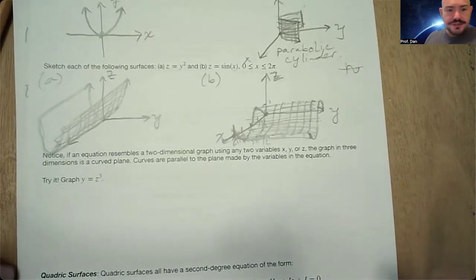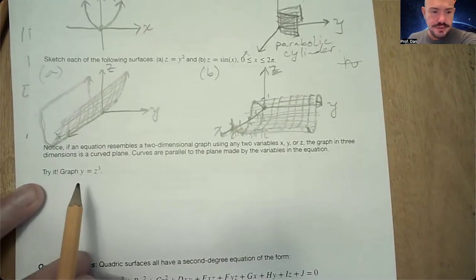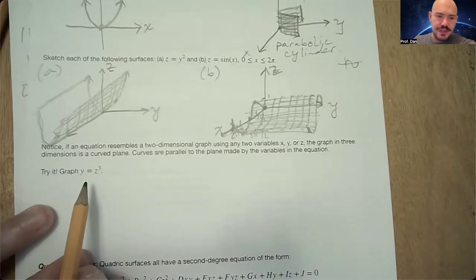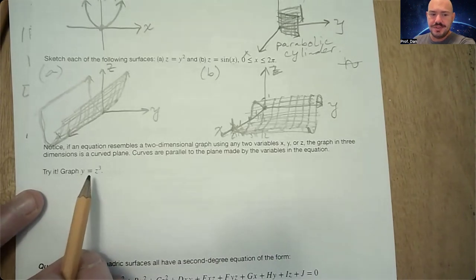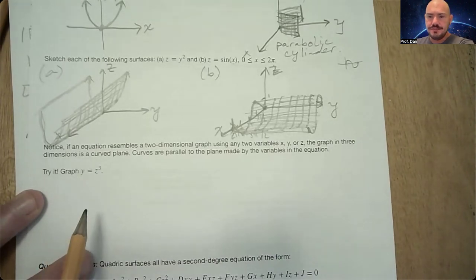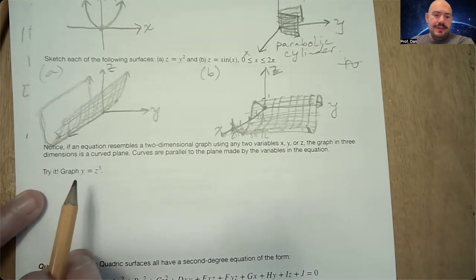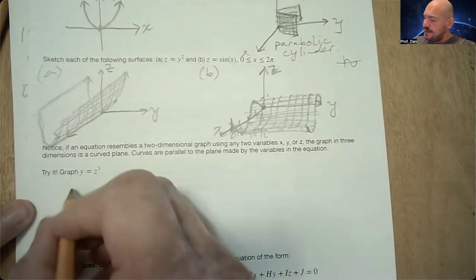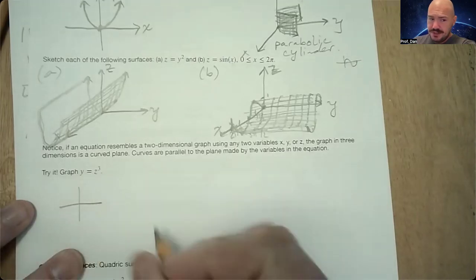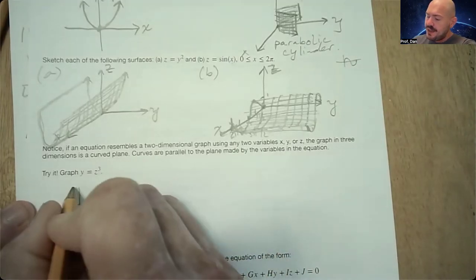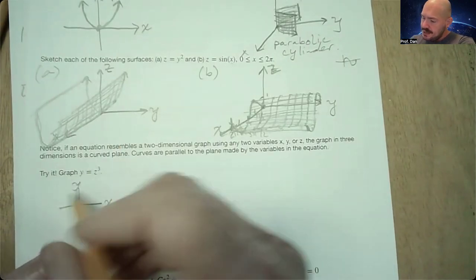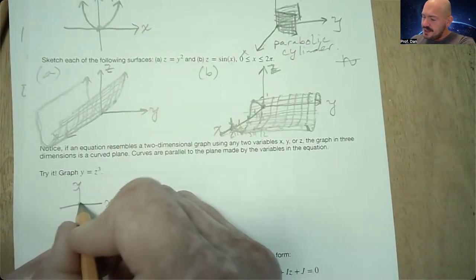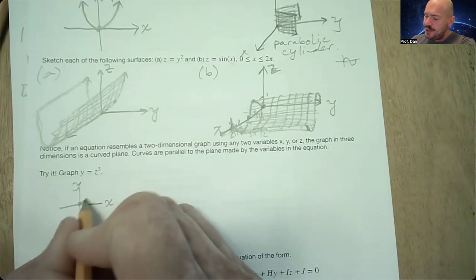So now there's a try it, right? What I want you all to do is pause the video and try to graph y equals z cubed. Pause it. All right. So starting off, for reference, I'm going to draw what the graph of y equals x cubed looks like. We know that this is the parent function for cubics.